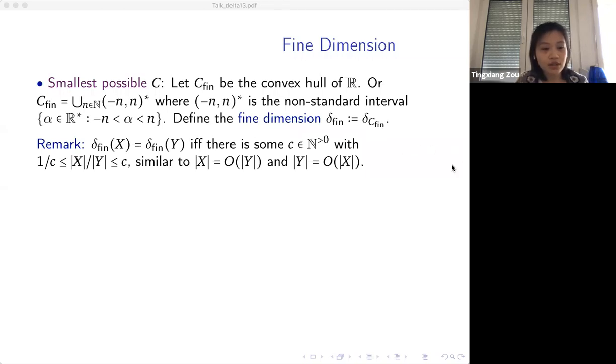And what this dimension sees is that X and Y have the same phi dimension if and only if there is some constant c such that the size of X over the size of Y is bounded above by c and below by 1 over c. So it's similar to saying the size of X is big O of the size of Y and the size of Y is big O of the size of X. If you think of the size of X as a sequence in i, and this is the sequence of sizes of Y, then asymptotically the size of X will be bounded by c times the size of Y, and the same for Y.